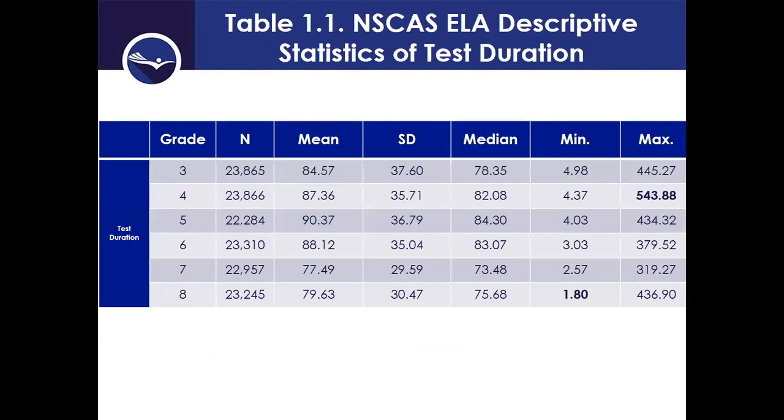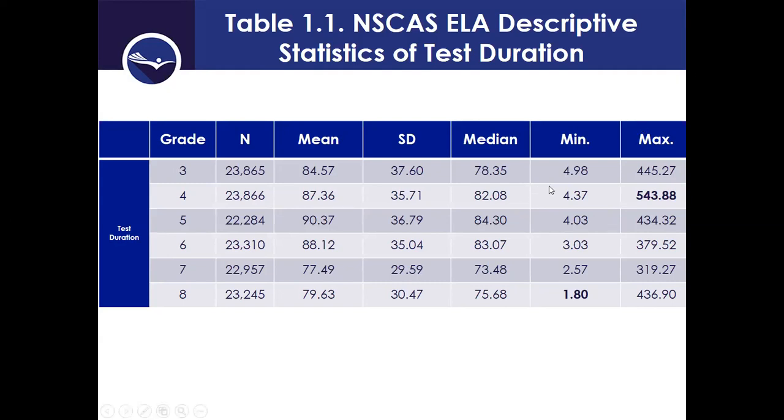Here's some information about ELA, just as an example, as there's a lot of other information we have as well. As you'll see, we have the grades down the side, the number of students this represents, and then the mean time. So this is time in minutes. The average student in 3rd grade took 84.57 minutes to complete the ELA test. That varied from a low of 77.49 here up to 90.37 for 5th grade. So there is some variation between classes, but for the most part, they're right in this relatively tight range.